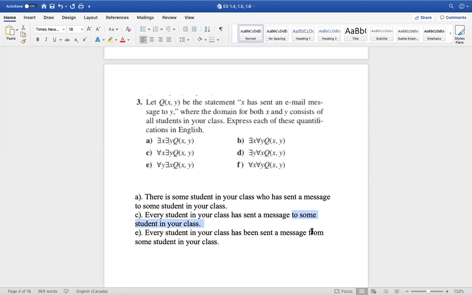From some student in your class basically represents there is at least one student in your class who did that. So likewise for part E, we will say every student in your class has been sent a message from at least one student in your class. So some student basically signifies that there is a student and it is at least one. There can be more, but there is at least one who did that.